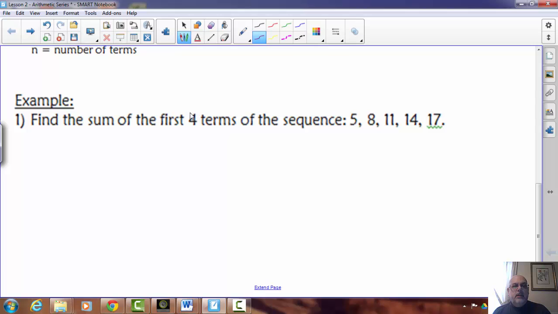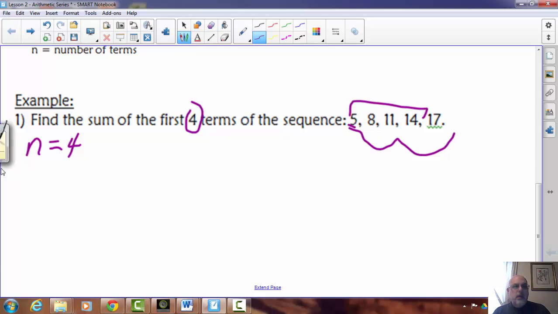Well, right here it says 4 terms. I gave you 5 terms. We're only going to be using the 4 terms. So when you get a problem like this, just make sure you read it. So let's take a look. Our n in our formula is 4. The first term is 5, and the last term that we're talking about, because we know we want 4 terms, is 14.